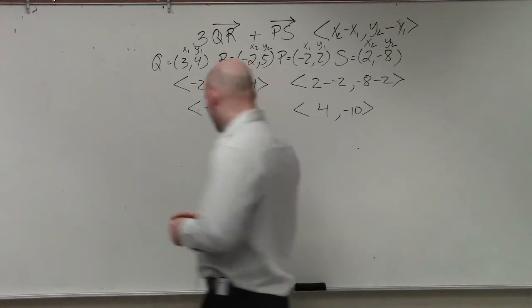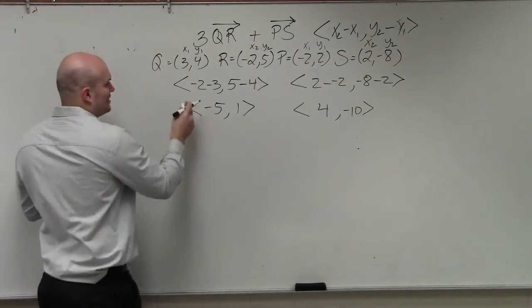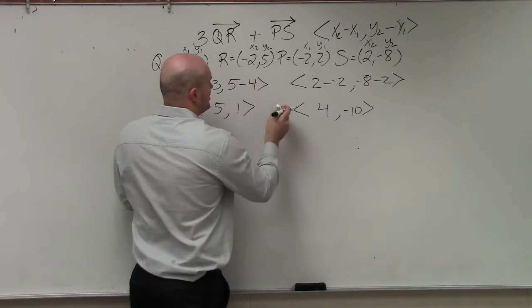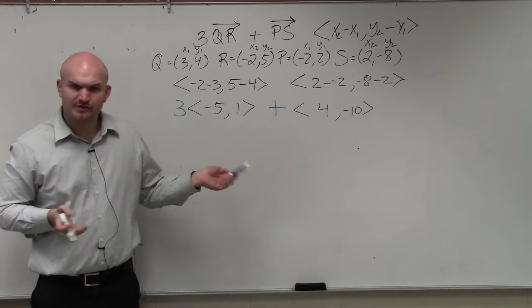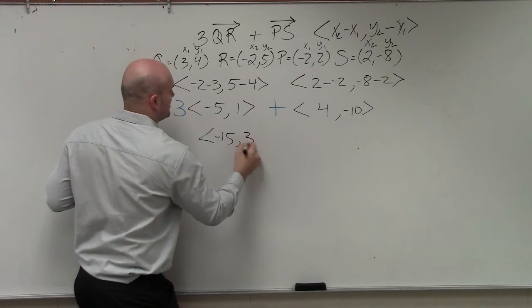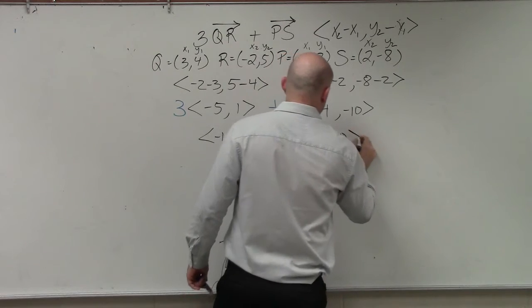Then all I'm really doing is what they're saying: 3 QR plus PS. So I need to do 3 QR in component form plus PS. Does everybody see exactly what they're doing? So you just distribute this, and you get -15, comma, 3 plus 4, comma, -10.